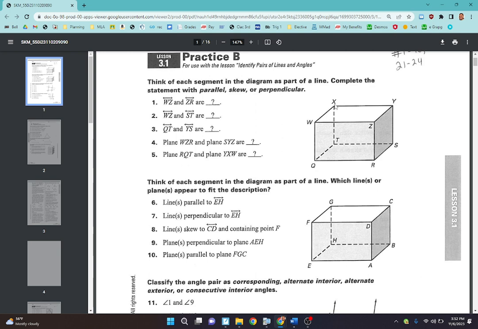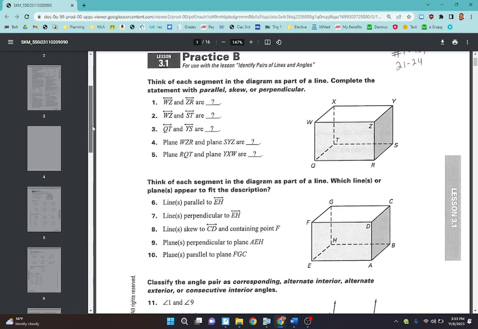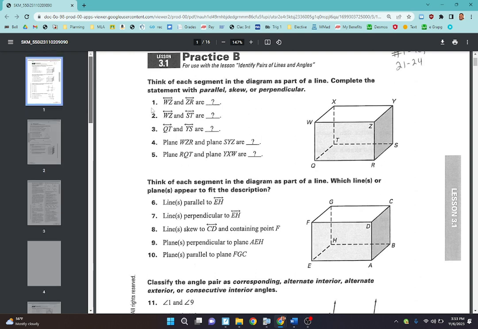Yes. Number 2, WZ and ST. Even though it's on corners, they're going the same direction. So ST and WZ, number 2, is parallel. They're parallel because they're in the same direction. And if it was WZ and XY, it'd also be parallel. Remember the parallel ones? Is 3 perpendicular?